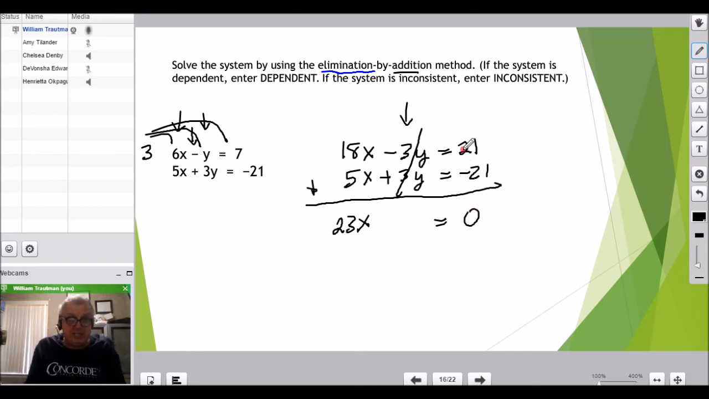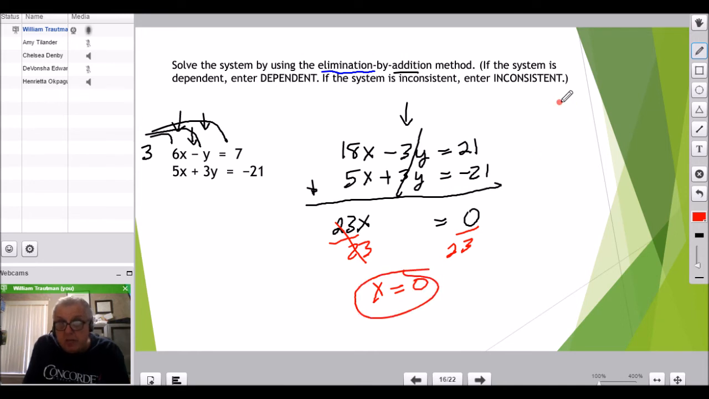Ooh, interesting. I need to get the x by itself. So I'm going to divide both sides by 23. 23 divided by 23 is 1x. 0 divided by 23 is 0. Right? I'm looking for my solution. I'm looking for the x and the y. I found the x. X is 0. Now I have to find the y. So the second part of elimination is we have our answer for x. Plug it in any one of these equations over here, any one of these problems. It doesn't matter which one you pick.